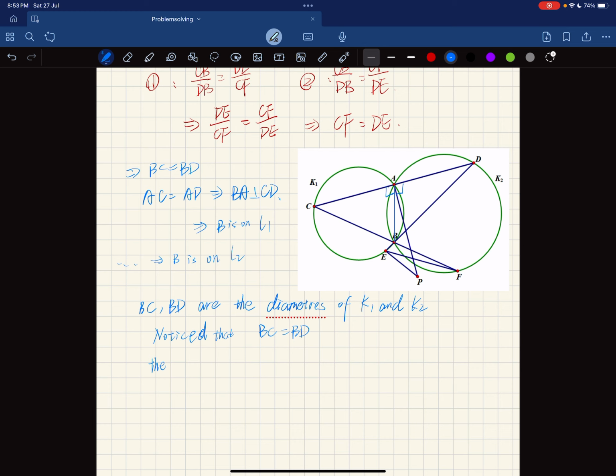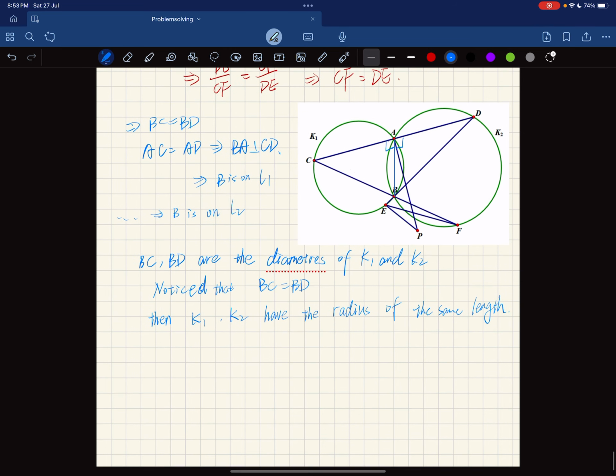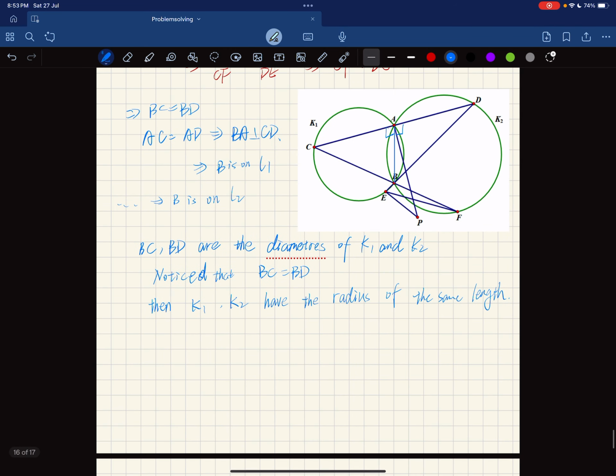Then K1, K2 have the radius of the same length. Right? So that is opposite to the question. So we can know that CD is not parallel. Here it is wrong. It's not parallel.